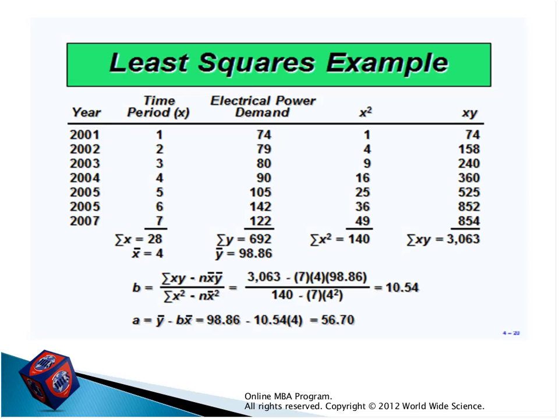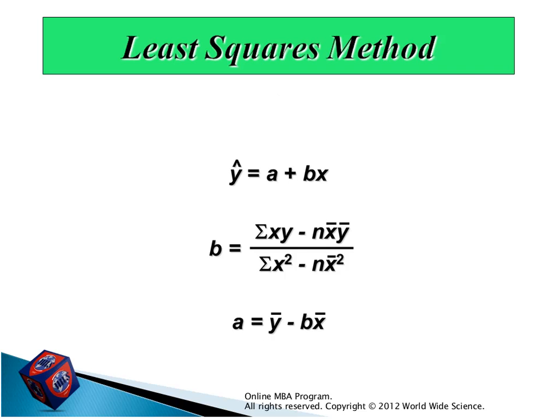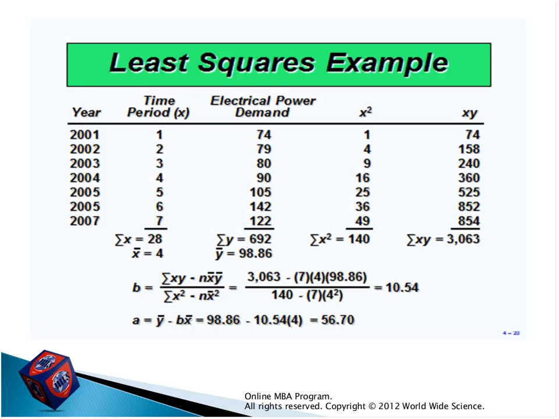At first, for calculating A and B, we have to calculate each of them. Sigma xy minus n x bar y bar. Okay. Y is the electrical power demand. This is Y. Look at the pointer. This is Y. The time period is X.